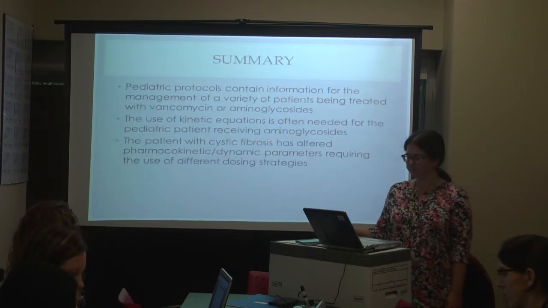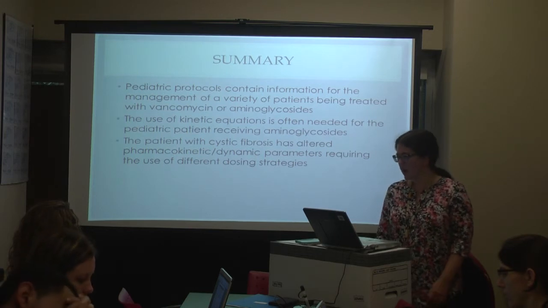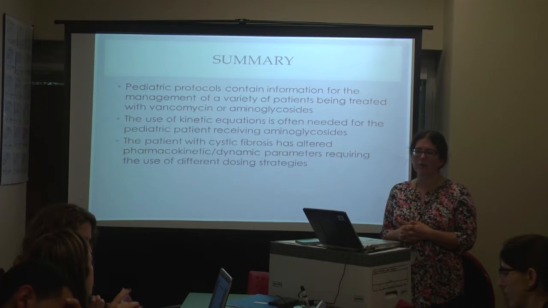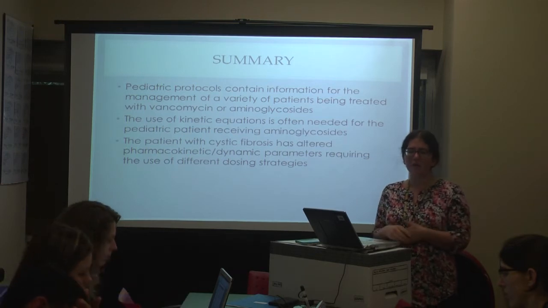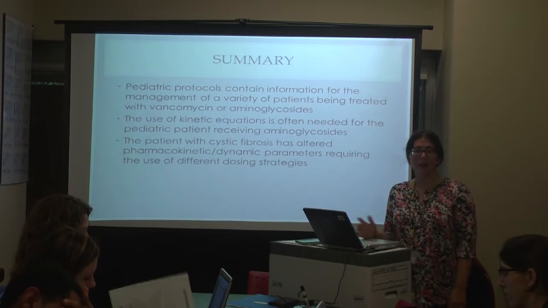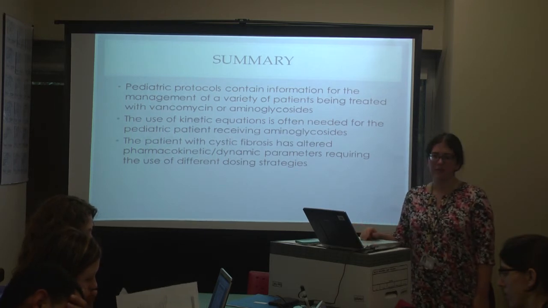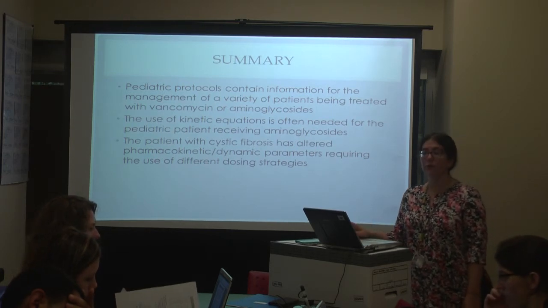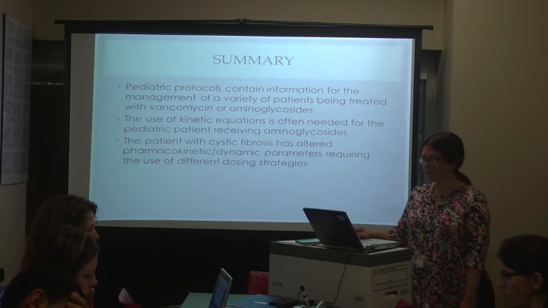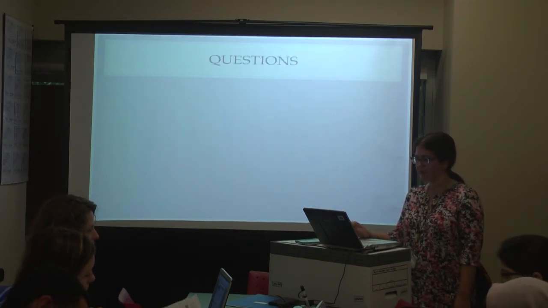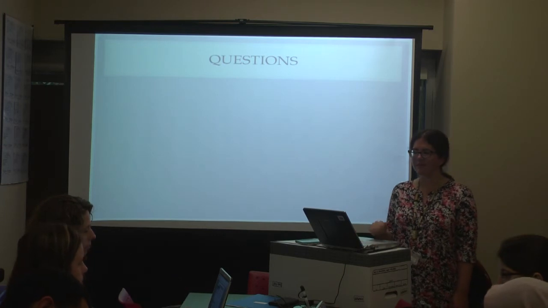So in summary, for pediatric patients, the pediatric protocols contain a lot of information, so sifting through, trying to find where your patient falls in the tables is going to be of benefit. The use of kinetic equations is often needed for the pediatric patient receiving aminoglycosides, and the patient with cystic fibrosis has altered pharmacokinetic and dynamic properties that require using different dosing strategies. Are there any questions?